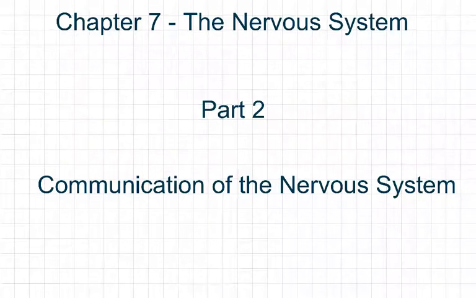Welcome back, everyone, to Chapter 7, the nervous system. And this is part 2 of the lectures for this chapter. And with this particular lecture, we're going to cover the communication of the nervous system.